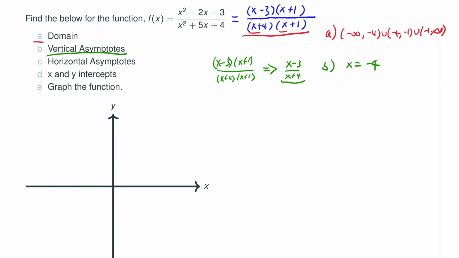And let's look at horizontal asymptote. Horizontal asymptote, we have three options, three different types. Here, the degree of the top and degree of bottom is the same. Right? When they're the same, what we do is we divide the coefficient of the highest degree of top and bottom, which is in this case 1. So horizontal asymptote is y equals 1.